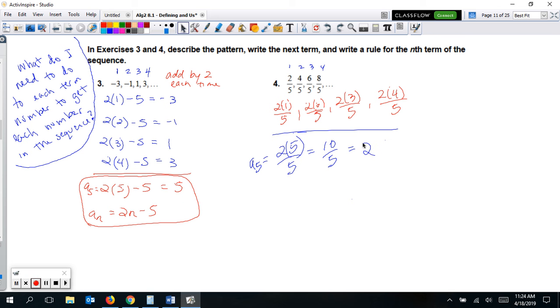And so what's our rule? Well, you just exchange these numbers here, the 1, the 2, the 3 that are in the parentheses, with the letter n. So 2n over 5 is our rule. So a of n equals 2n over 5. There's our rule.